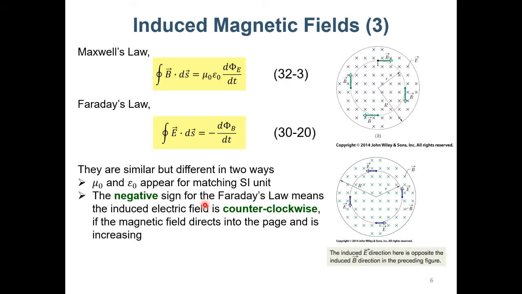So in that case, the negative sign in Faraday's law means the induced E field is counterclockwise if the magnetic field is directed into the page and is increasing. So this is the point of the negative sign here, and this is very important. They can't both be positive. You'll see that later in the next chapter. This negative sign is quite important to understand how the EM wave is generated.